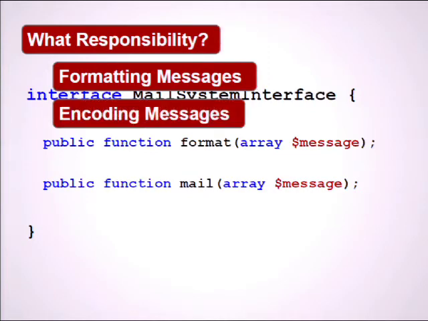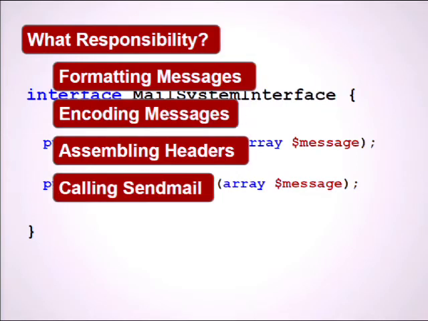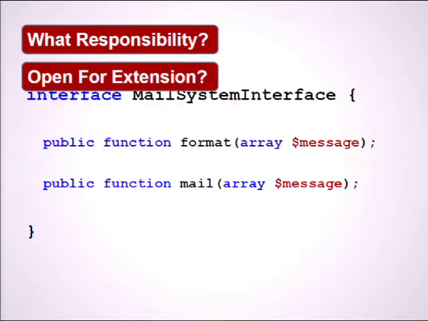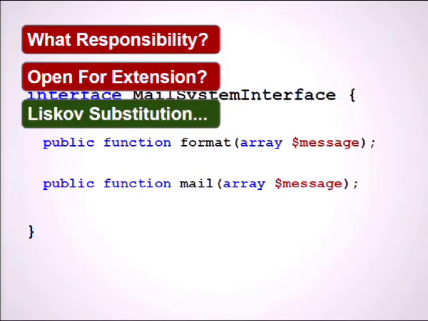Then we've got to encode it because emails require that emails are encoded properly. Then we have to put headers together because we need to know from and to and all of this other stuff. Then we need to actually physically send the mail. And we also have to set some PHP INI settings. This seems weird. This seems like it's trying to do a lot. Is it open for extension? What if we wanted to change how it was emailed? Well, we're gonna have to copy and paste. That's a problem. That's what we're trying to solve.